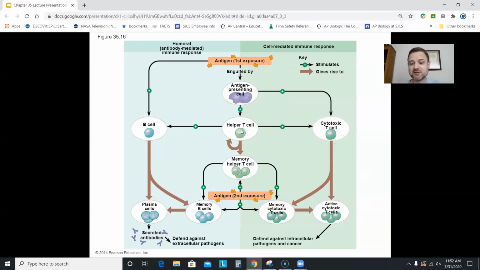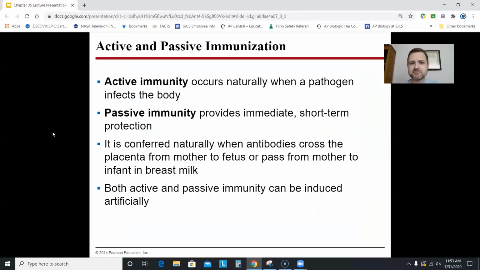This is going to be an important concept later. So you might want to pause the video for a second and just take some time with this diagram. This diagram summarizes the last 10 minutes of the video. And if you understand what's going on in this diagram, then you understand the immune system.